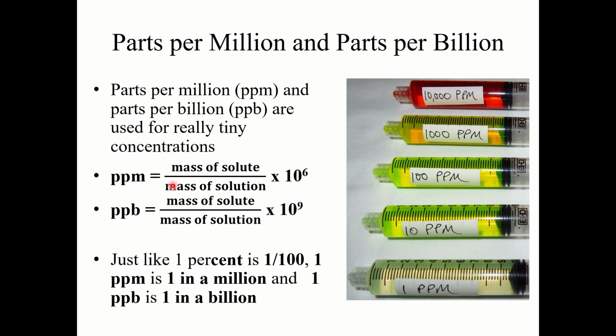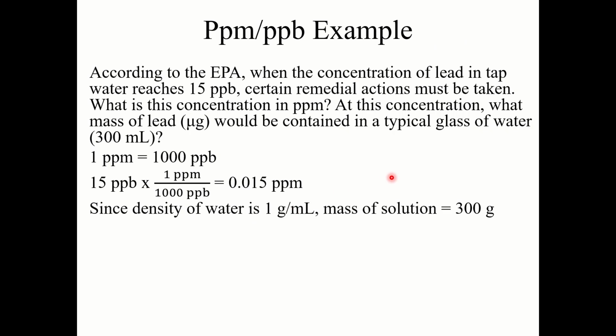So parts per million is just the mass of the solute divided by the mass of the solution times a million, 10 to the 6th. Parts per billion is mass of solute over mass solution times a billion, which is 10 to the 9th. So just like percent, right? Percent is 1 for every 100. Per million is 1 in a million, and per billion is 1 in a billion. So these are calculated in the exact same way that percentages are. Instead, you multiply by a million instead of multiplying by 100, or you multiply by a billion instead of multiplying by 100.